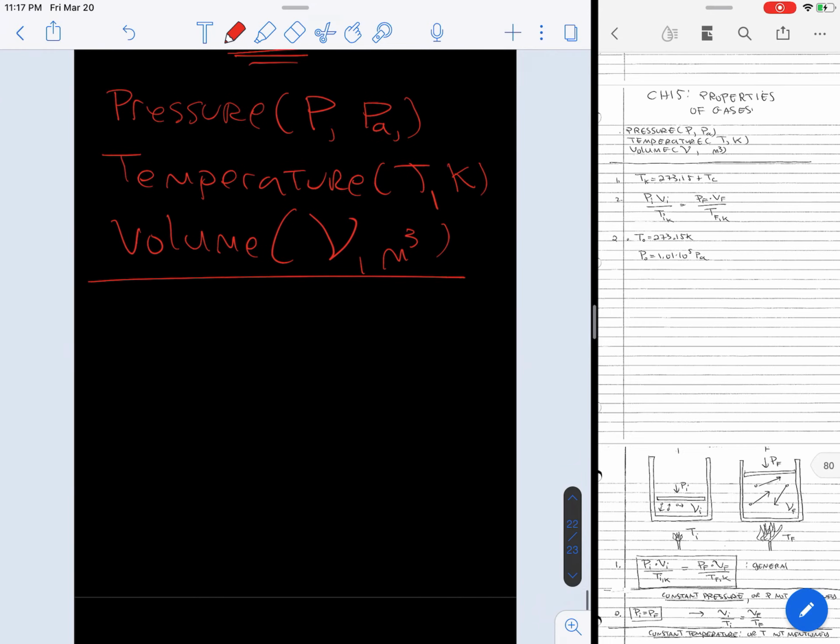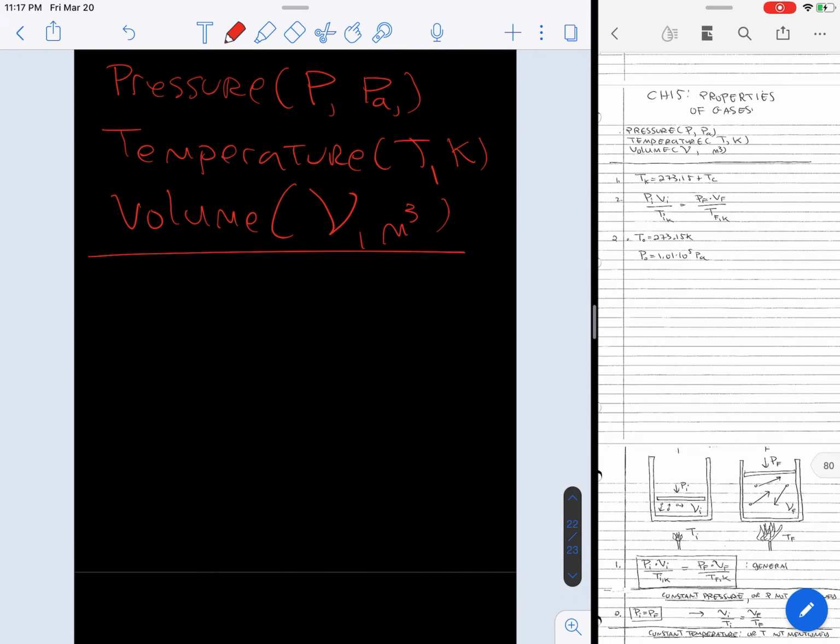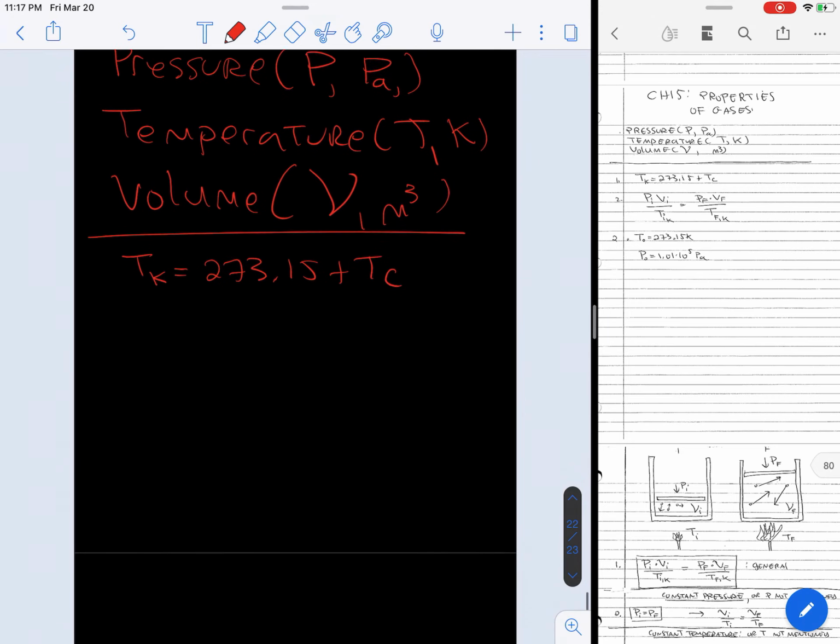So the equations that we're going to need for this chapter are from before. Temperature in kelvins is 273.15 plus the temperature in Celsius.